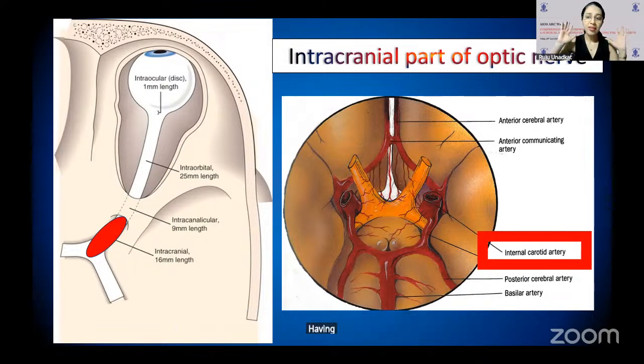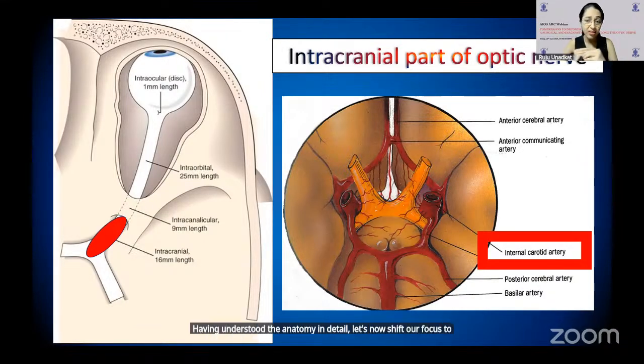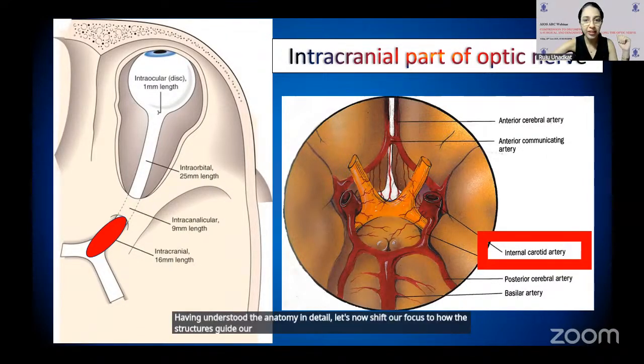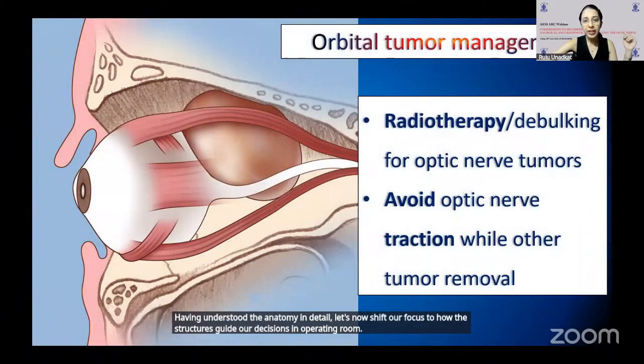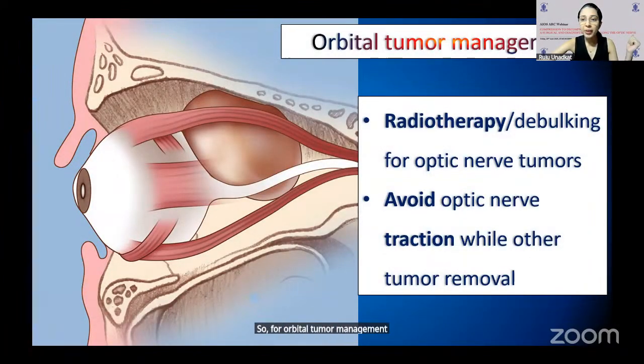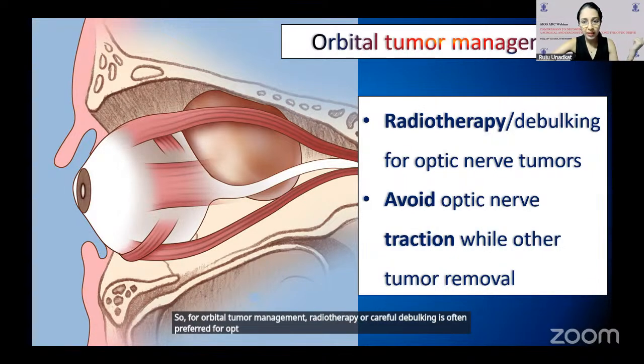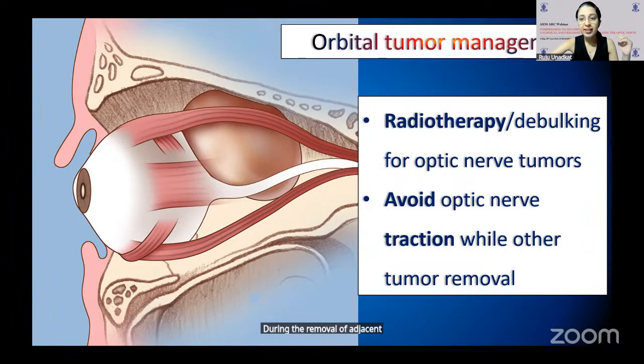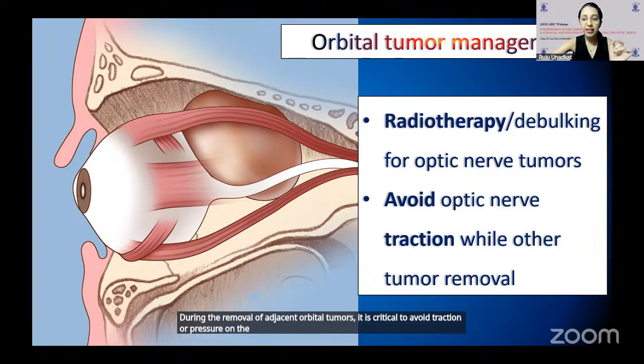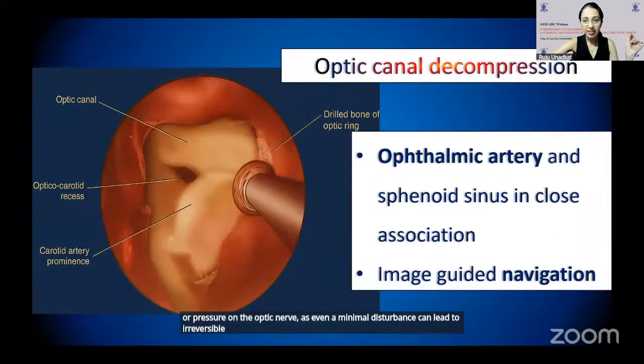Having understood the anatomy in detail, let's now shift our focus to how these structures guide our decisions in the operating room. So, for orbital tumor management, radiotherapy or careful debulking is often preferred for optic nerve tumors to minimize the risk of vision loss from direct nerve manipulation. During the removal of adjacent orbital tumors, it is critical to avoid traction or pressure on the optic nerve, as even a minimal disturbance can lead to irreversible visual impairment.